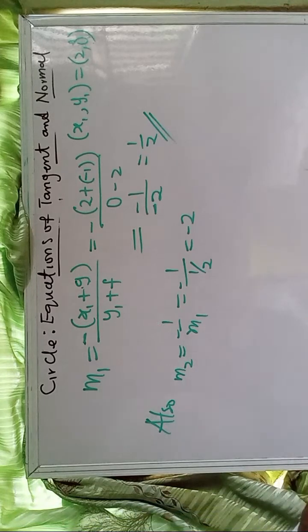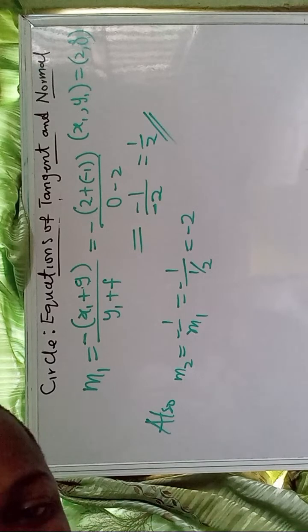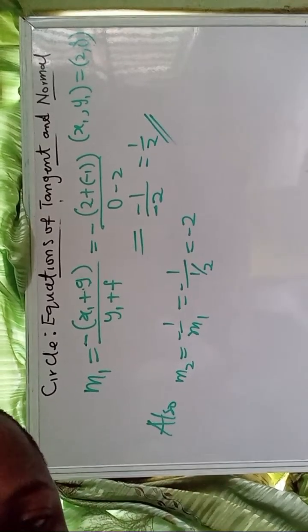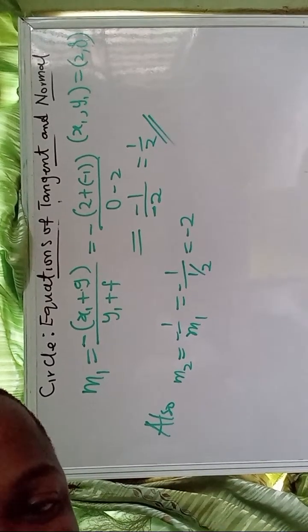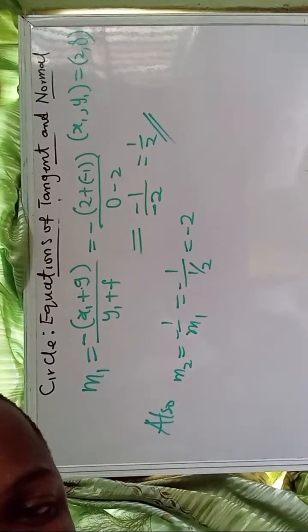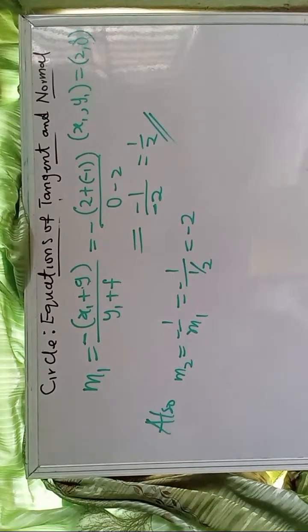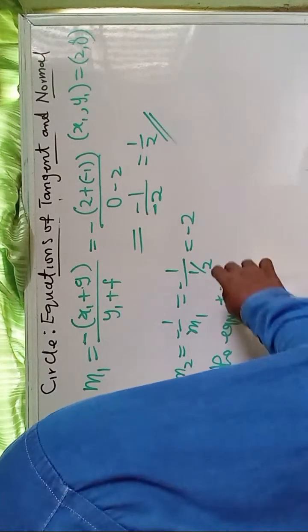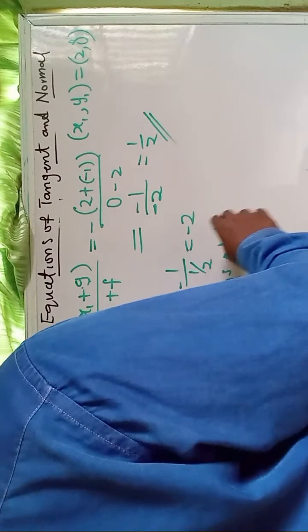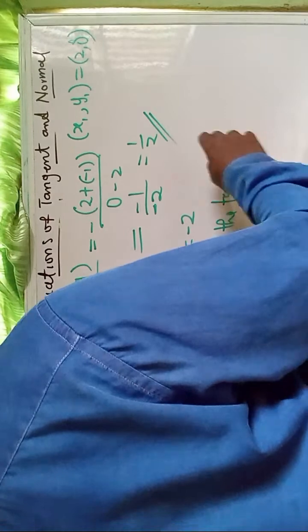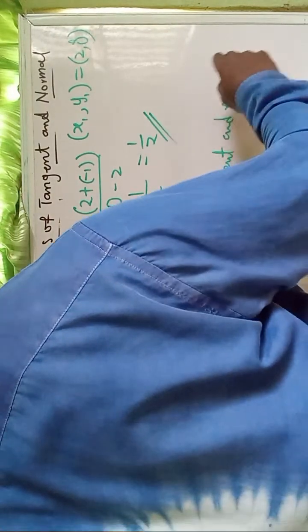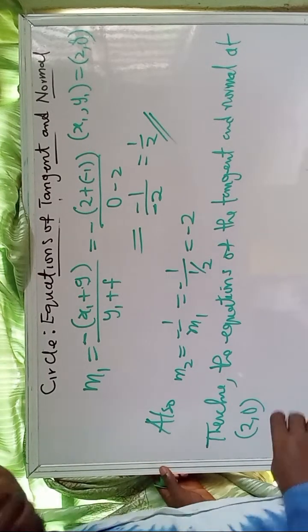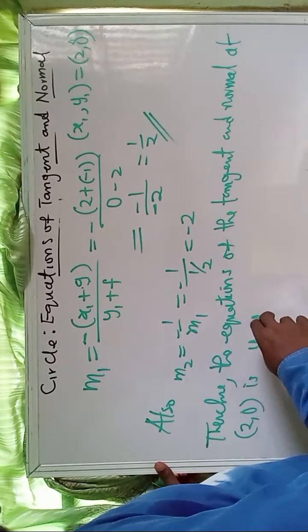So therefore, the equations of the tangent and normal at 2, 0: the first one will be y minus y1 equal to m1.